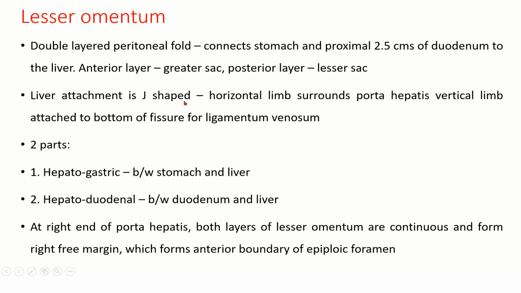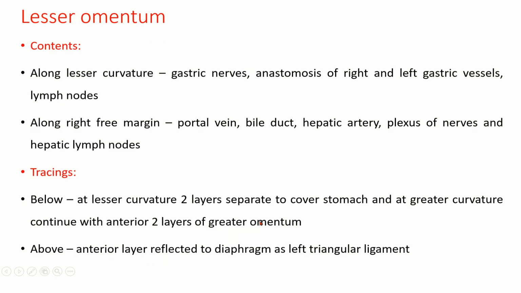Liver attachment is J-shaped. The horizontal limb surrounds the porta hepatis. The vertical limb is attached to the bottom of the fissure for ligamentum venosum. And there are two parts: the hepatogastric part between stomach and liver, and the hepatoduodenal part between duodenum and liver. At the right end of the porta hepatis, both layers of the lesser omentum are continuous and form the right free margin, which forms the anterior boundary of the epiploic foramen. The contents of the lesser omentum along the lesser curvature are gastric nerves, anastomosis of right and left gastric vessels, and lymph nodes. And along the right free margin, there are three important structures, namely the portal vein, bile duct, and hepatic artery, and a few plexuses of nerves and hepatic lymph nodes.